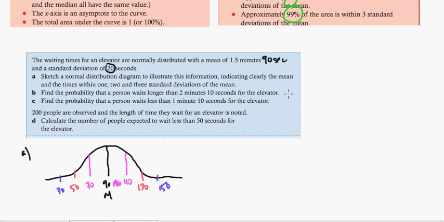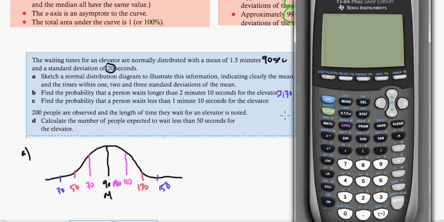Well, 2 minutes is 120 seconds, so they're saying 130 seconds. So they're saying greater than 130 seconds. Okay, now we can look here. We can count all this stuff under here, standard deviation if we want, but there's an easier way to do this, and let's just go straight to the calculator.